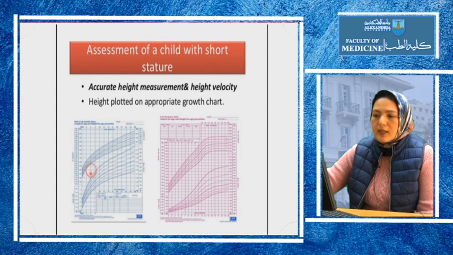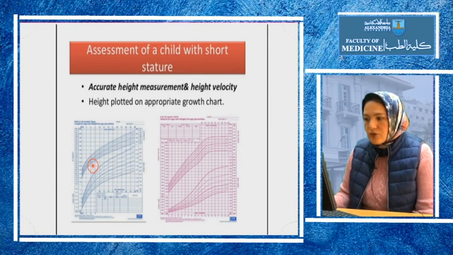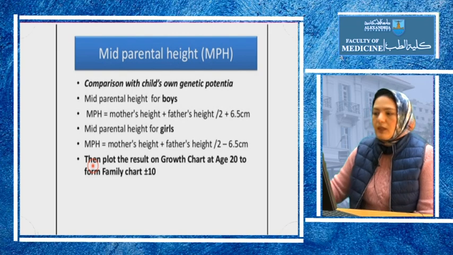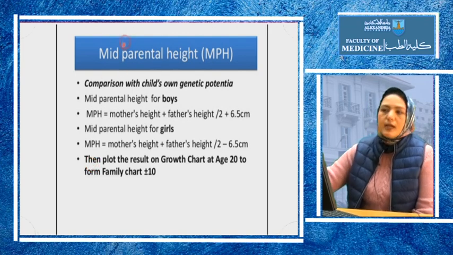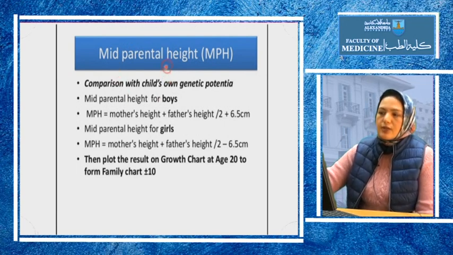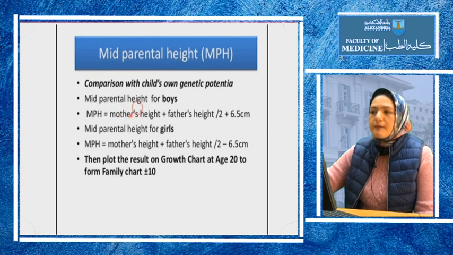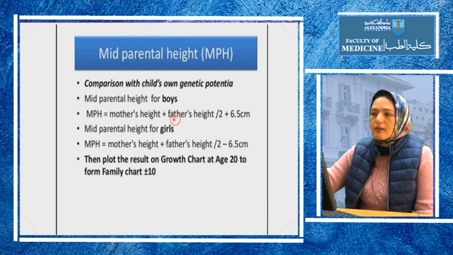If your child is below the third percentile, this means that the child is suffering from short stature, as we mentioned in the definition at the beginning of the lecture. The next step is the calculation of the mid-parental height to exclude familial short stature. The mid-parental height is estimated through this equation: you add the mother's height to the father's height and divide by 2.